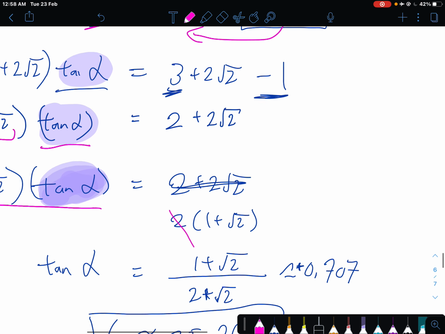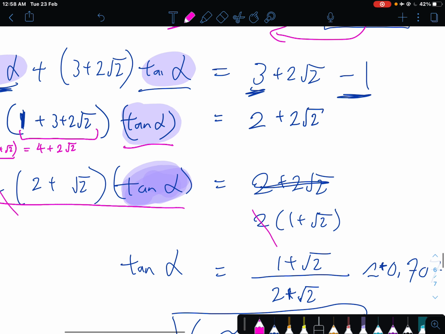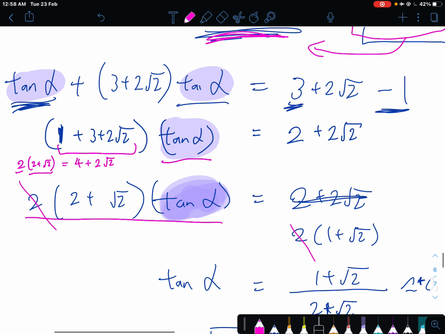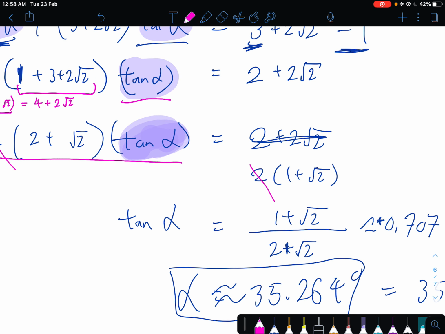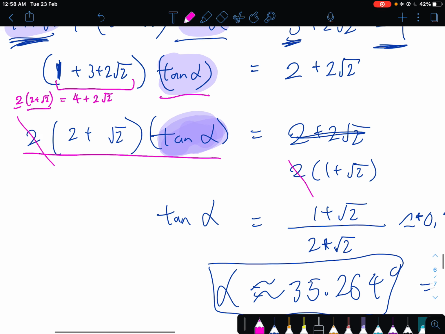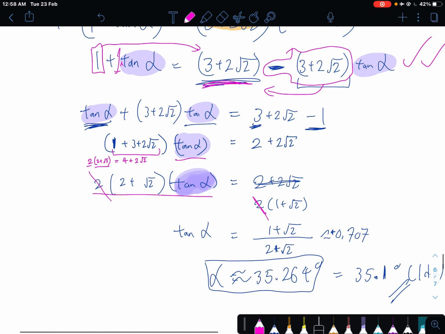But this 3 plus 2 root 2 minus 1, the 3 minus 1 becomes a 2, 2 plus 2 root 2. You can actually factor out a 2 here, so you get 2 bracket 1 plus root 2. But since left hand side and right hand side both have a factor of 2, you can cancel them off, which means that you're left with (2 plus root 2) times tangent alpha is equal to 1 plus root 2.